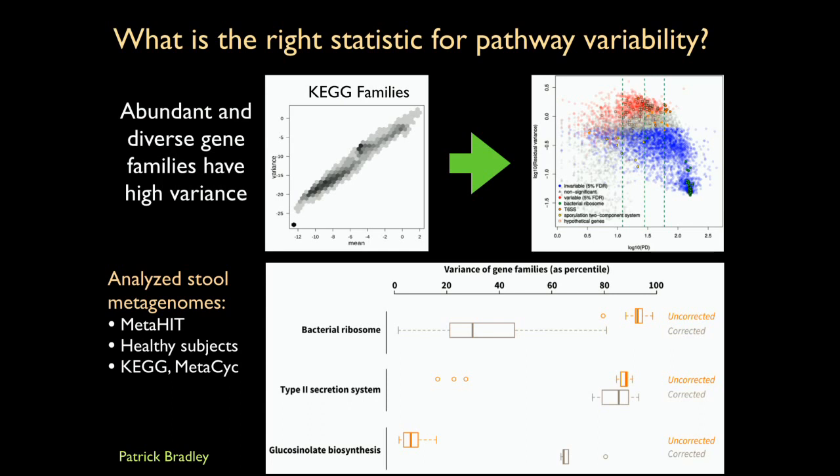Whereas like this biosynthesis pathway was low, and it actually increases after correcting for the mean variance relationship. So this was a low abundant gene that we weren't able to detect that it was actually more variable than we realized. And then this example of type 2 secretion, it was changed a little bit by the normalization, but not a lot. So it's not a linear change on everybody. The different gene families are affected differently depending on where they lie on this mean variance relationship. And we think it gives a more biologically meaningful description of variability.